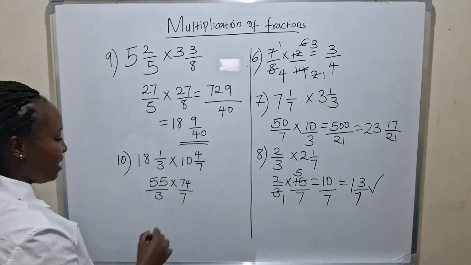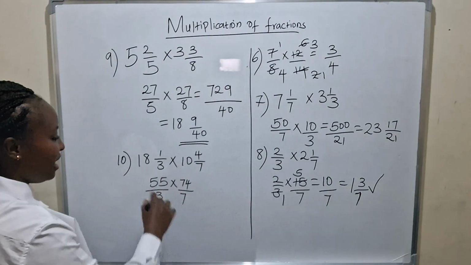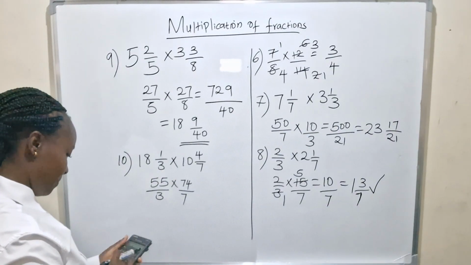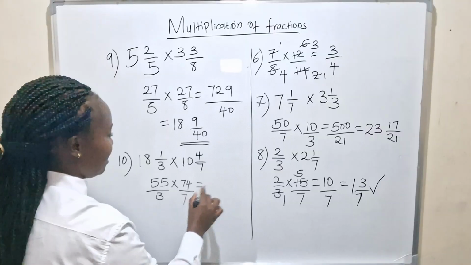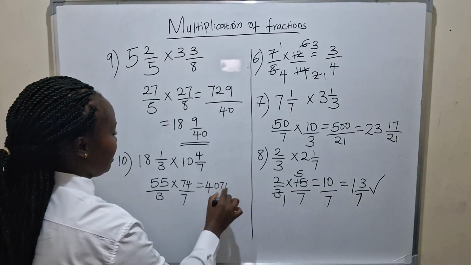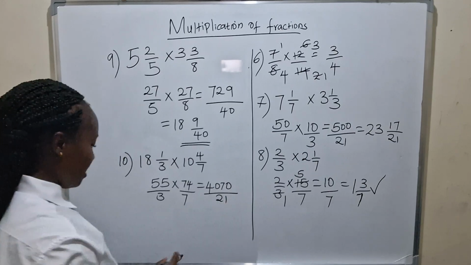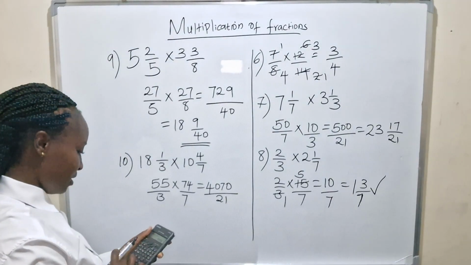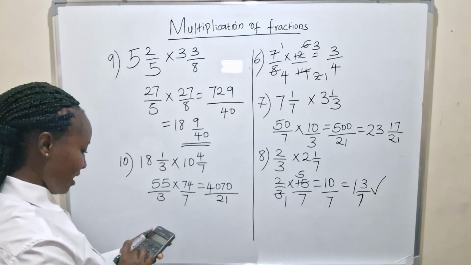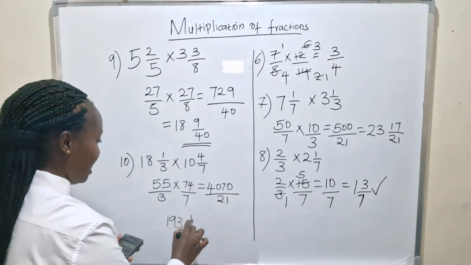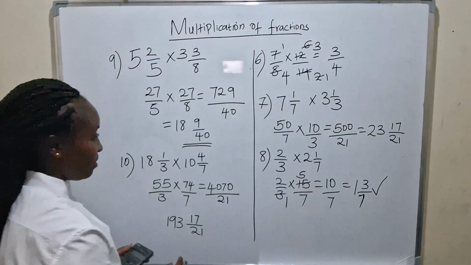Okay? No number can divide each other here. So we can just say 55 times 74. So you can get 4070. You divide by 3 times 7, that is 21. So 4070 divided by 21 is 193 whole, and 17 over 21.